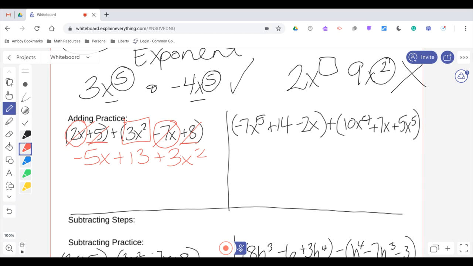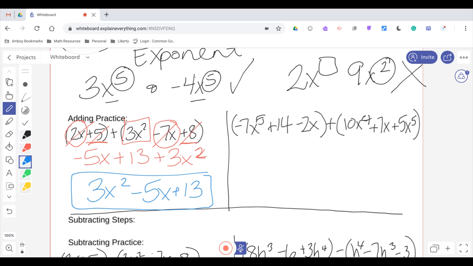Now, the last thing, remember, is that we talked about standard form. So I need to rewrite this answer so that it's in standard form. And really all that means is that the 3x squared should be at the front, because everything else was already in standard form. So that is my answer. Okay. Let's try another one.